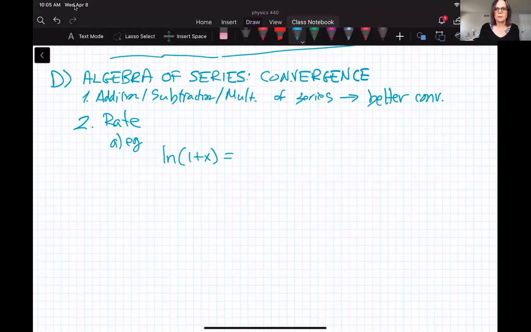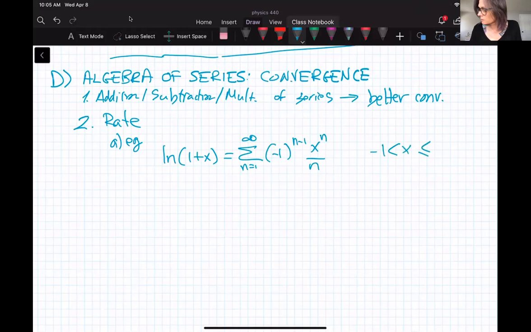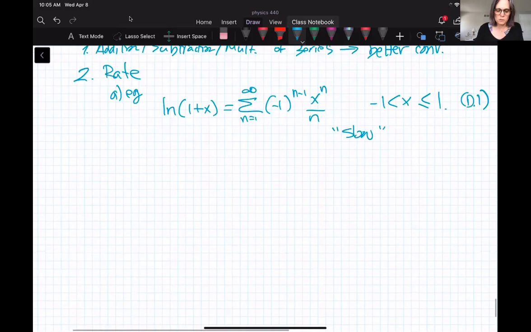All right. You may be aware that you can represent this as a series, namely the sum from n equals 1 to infinity of minus 1 to the n minus 1 x to the n over n. And this converges pretty slowly on the interval minus 1 to 1. Let's do 1. So this is slow, by which we mean it converges as 1 over n. So what can we do?